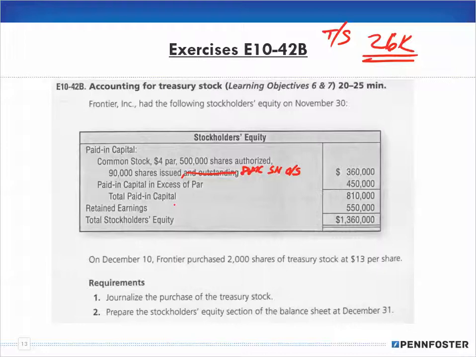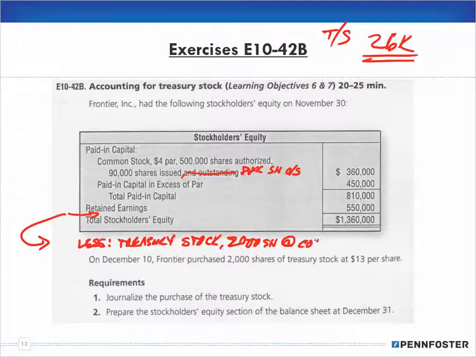Now, the only other change that needs to be made here is to account for the treasury stock itself. So right in here, the line item would look like this: less treasury stock, and then 2,000 shares at cost, and that would be $26,000. So I'd have $26,000 right in here.